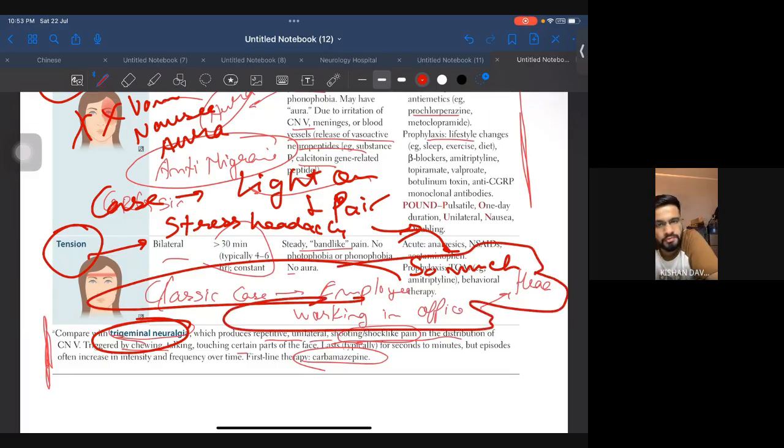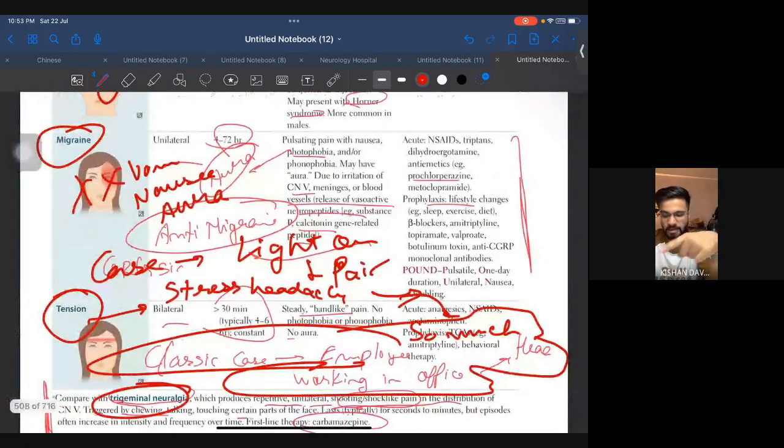Okay, so much workload in office, because of that there will be a continuous pain. Okay, continuous pain will be there, that is tension headache. If it is one sided pain, vomiting, nausea, that is migraine. And cluster, retroorbital pain, pain in the eye area, that is cluster. Is that clear? These are the distinguishing features.